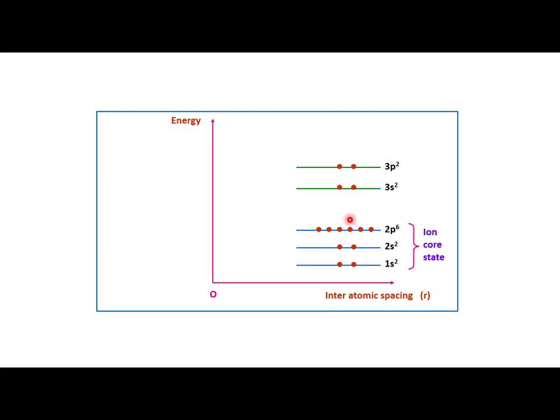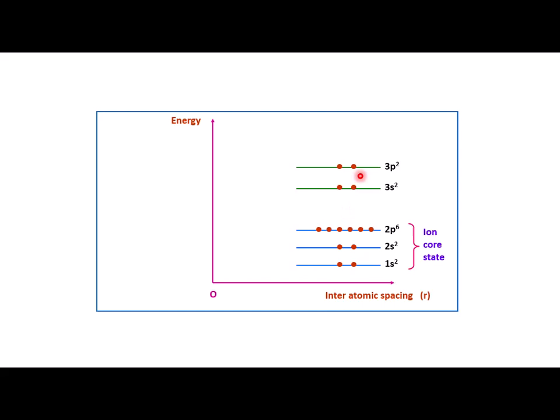This inner atomic state, these inner energy levels, are called ion core states. Those are called core states. They are not going to get modified appreciably. That is why they are called core states, whereas these are called outermost states.